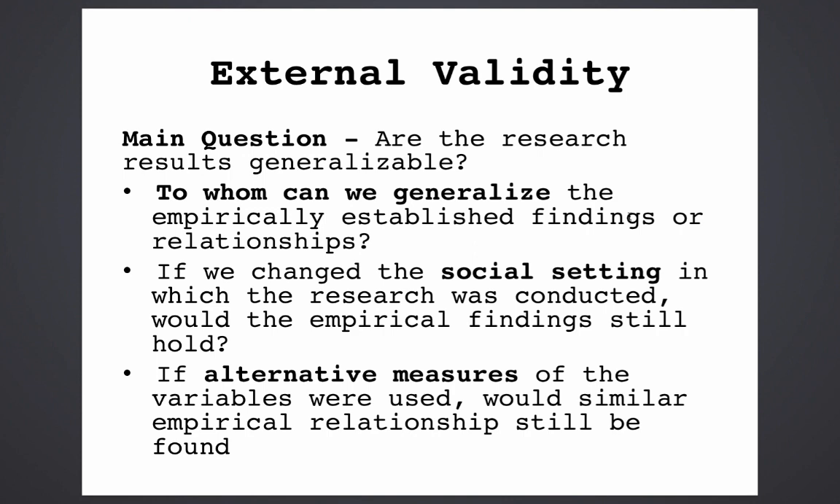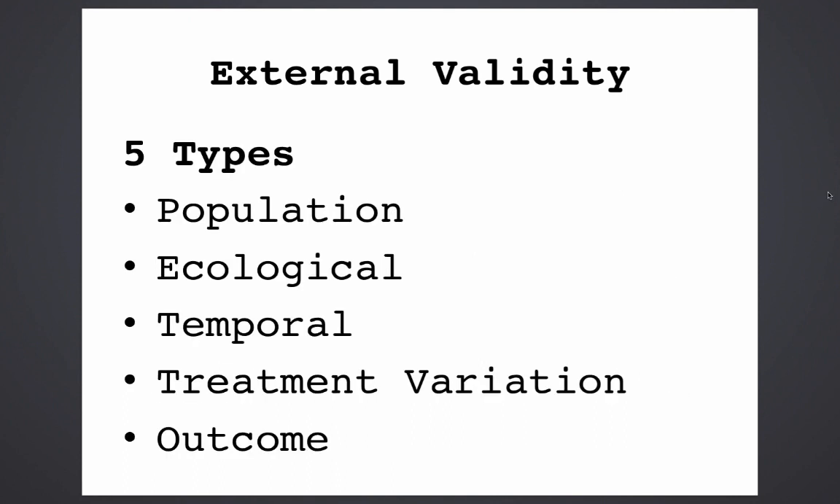And so we start with the population, then we start thinking about the context within which the study is conducted, and we start thinking about the different versions of measures that can be used. So there are 5 types of external validity. Population validity is the most common type of external validity, and this refers to whether or not you can generalize from your sample to the target population.